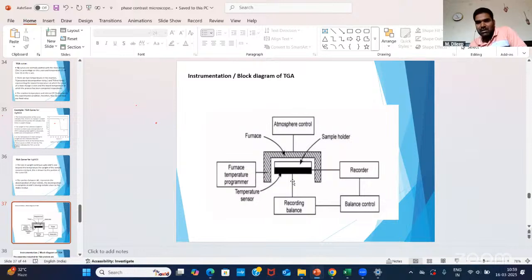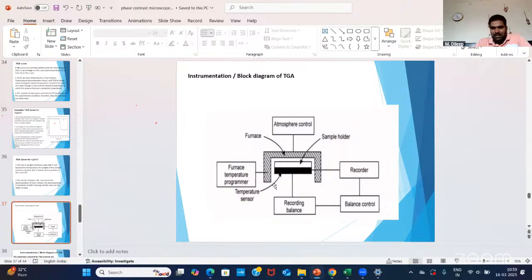This is the sample holder, which is connected to the recording balance, to the balance control, and to a recorder. In this sample holder, we will keep the sample, and this is the furnace, this is the atmospheric control, and this is the furnace temperature program. These are the temperature sensors.